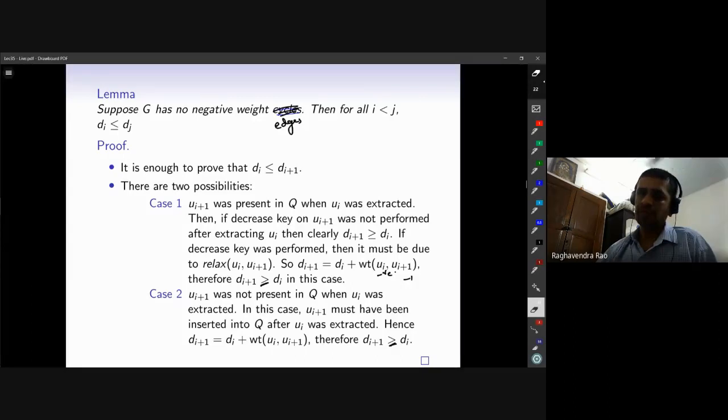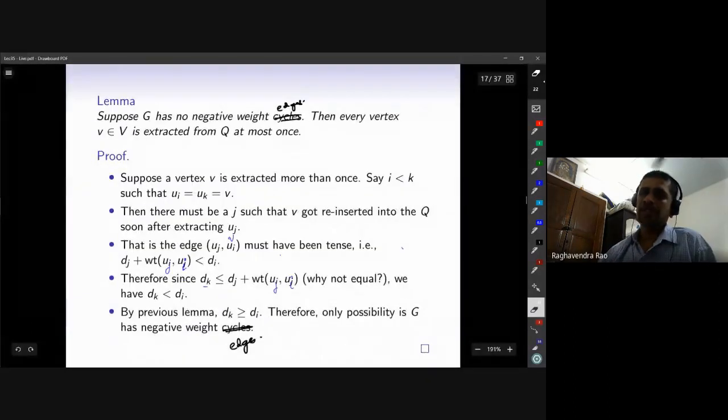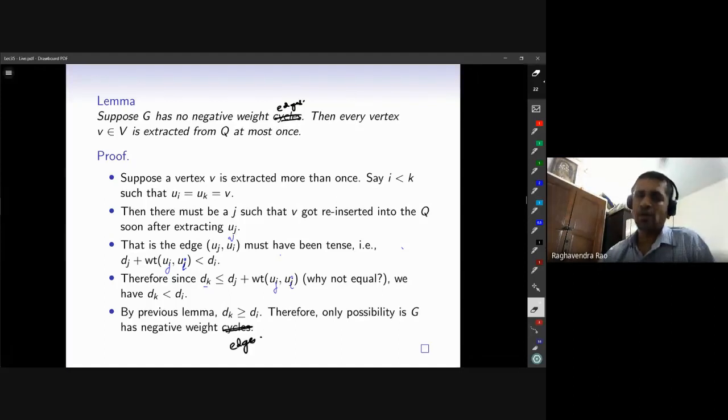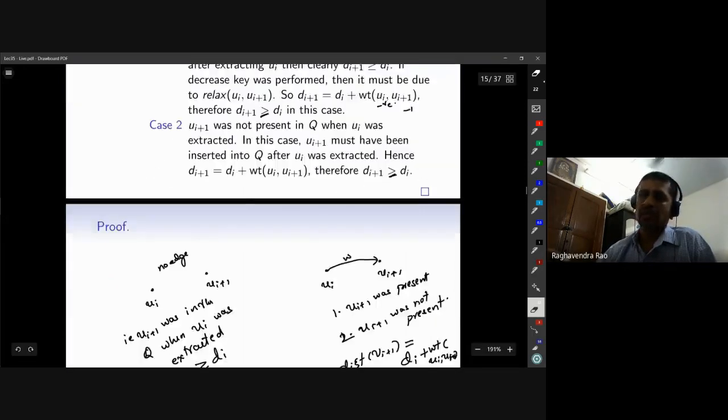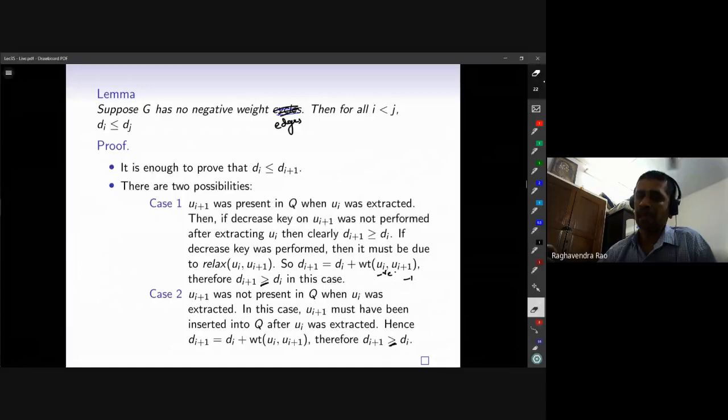And with this second lemma, the number of extract-min operations is going to be at most n, and hence the number of decrease-key operations is going to be at most m. You will be touching an edge and applying relax, and hence decrease-key corresponding to it, at most once, because every vertex is processed at most once. So the running time is going to be m log n. With the assumption of no negative weight edge, we can prove a running time bound of m log n, and that is the usual scenario where Dijkstra is applied.